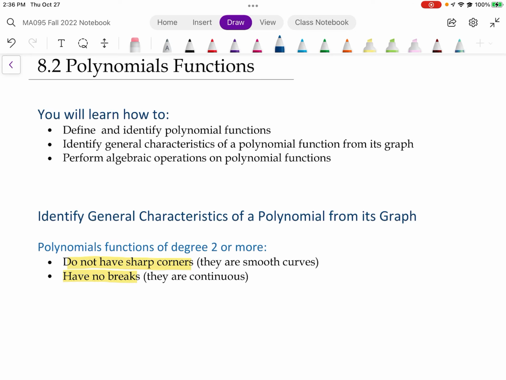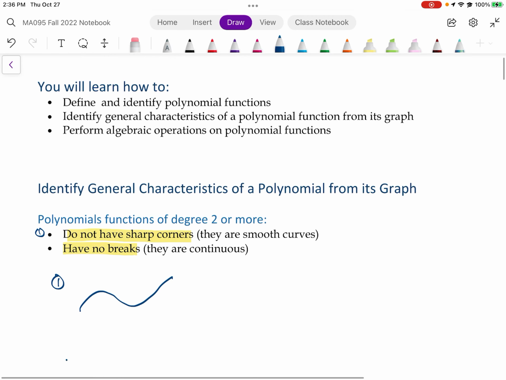So by smooth curves, we'll call this one number 1. So number 1, smooth curves, it always does this. It never does, like that. So that is a sharp corner right there. We don't want any sharp corners. So this is not considered a polynomial. That's an absolute value function, not a polynomial. Okay, so anything with a sharp corner is not a polynomial. And there's a reason why. There's some things that happen to the function that cause it to have that sharp corner.